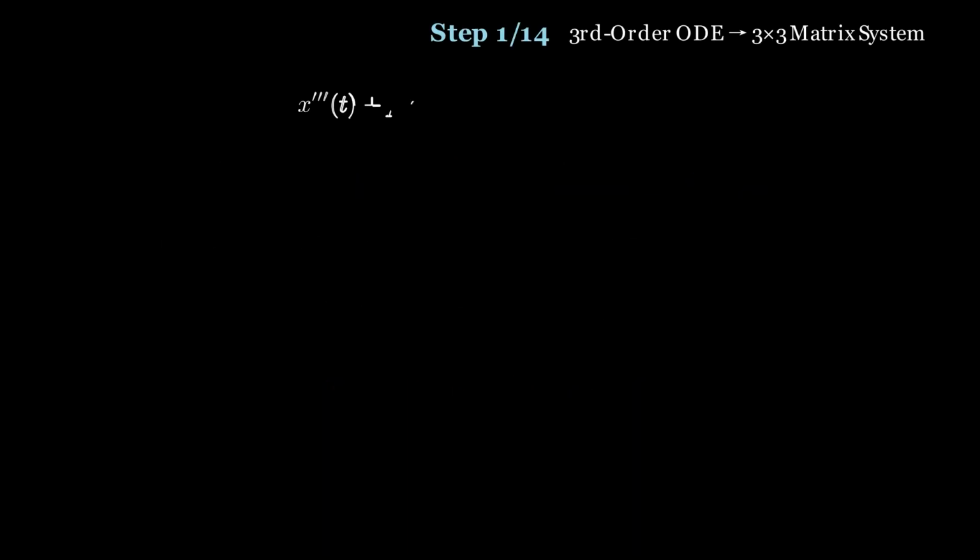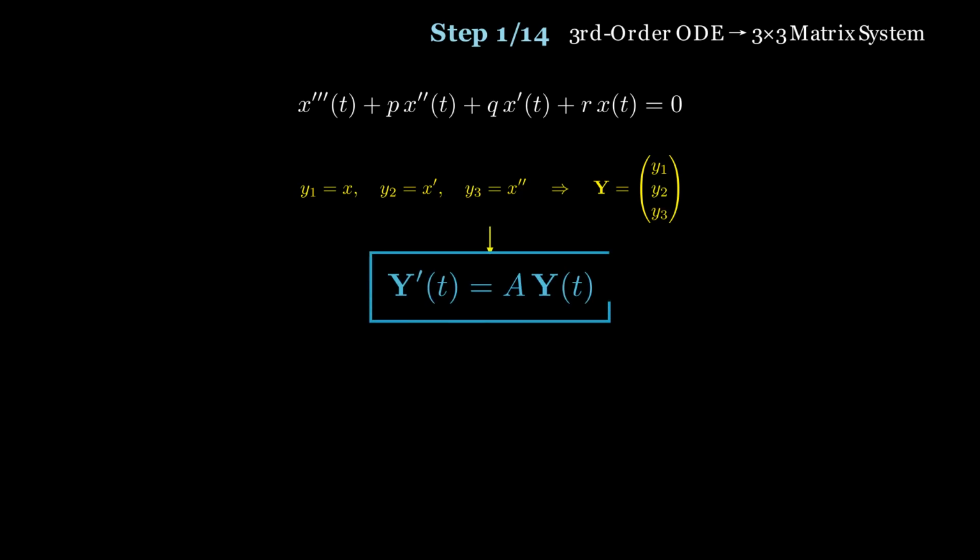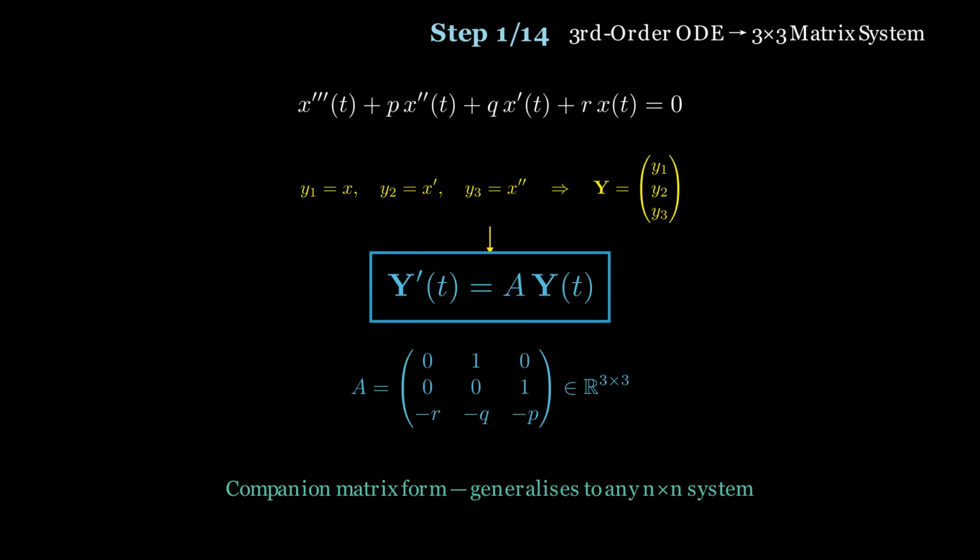principles. Step 1. We begin with a third-order linear ODE with constant coefficients, introducing three state variables y1, y2, y3 as x, x prime, and x double prime. We can write the system as y prime equals A times y, where A is the 3 by 3 companion matrix. The top right 2 by 2 block is the identity, and the bottom row contains the negated ODE coefficients. This is the same trick as the 2 by 2 case. It works for any order.